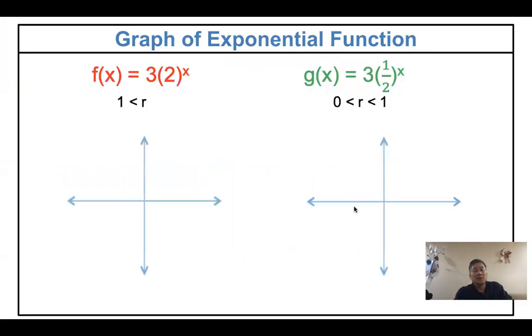So you have two functions. First one is f of x equal to 3 times 2 to the x power. X is in the exponent. That's the exponential function, right? So in this case the base, or r, is greater than 1. If the base is greater than 1, we learned last week that it's growing. How about when the base is between 0 and 1, g of x equal to 3 times half to the x power? We are going to talk about these two graphs, all right?